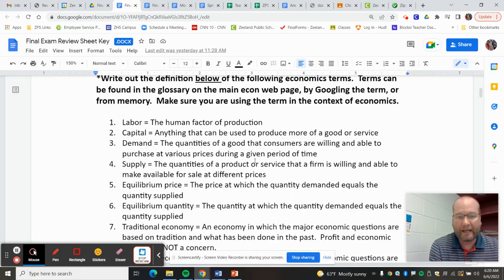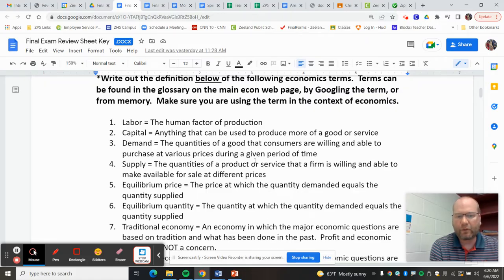Number 3 here, demand, the quantities of a good that consumers, that's us, are willing and able to purchase at various prices during a given period of time. 4, supply, the quantities of a product or service that a firm or a business is willing and able to make available for sale at different prices.